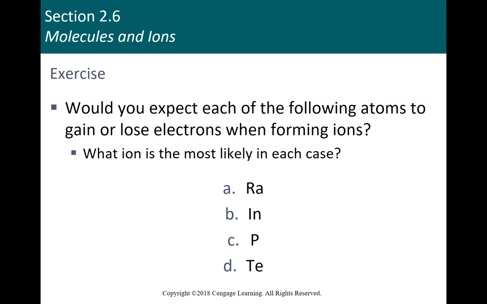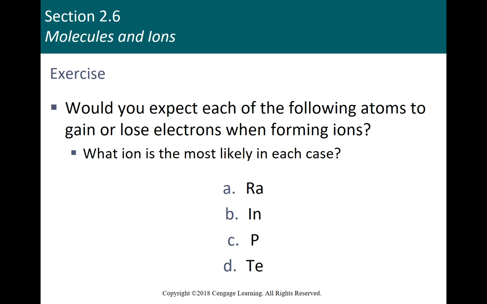Like I said, we're kind of jumping ahead. You'll understand this more when we look at the periodic table. So radium is actually element number 88, and it says to the left of the stair-step line. So radium is going to lose electrons because it's a metal. Now, how many electrons is it going to lose?